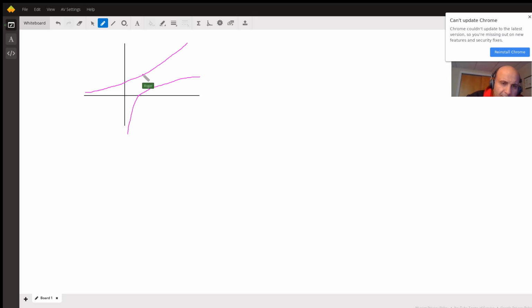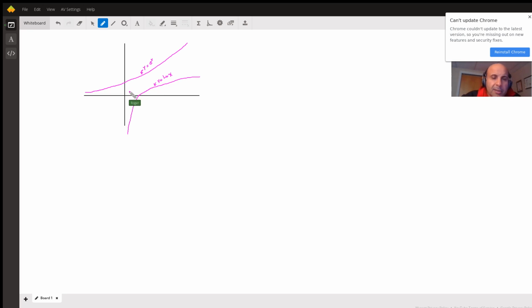So this graph here is y equals e to the power x, which is the exponential function. And this graph here is y equals ln of x, which is the natural logarithm of x, okay?